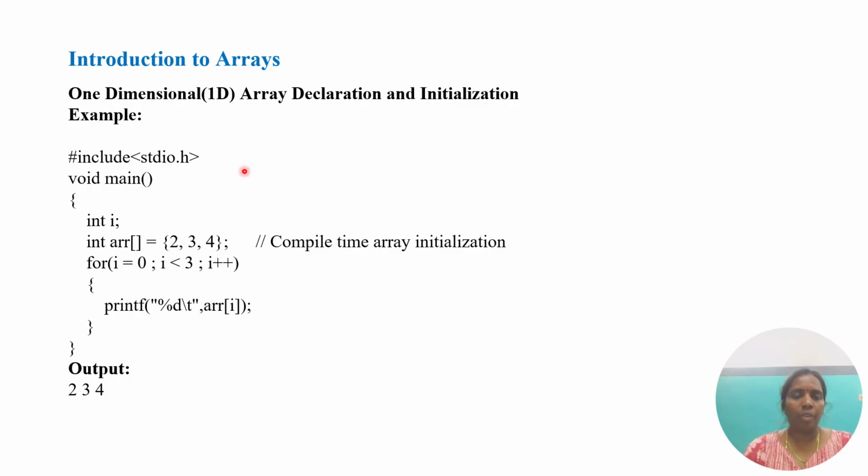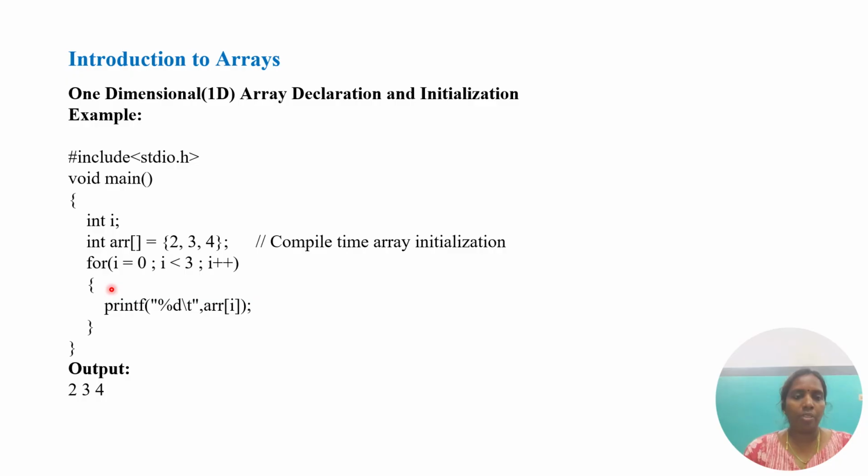First, we need to know how to declare and how to initialize a one-dimensional array. In this example, we declare an integer array. We have to use open and close square brackets. The three values used here are 2, 3 and 4.